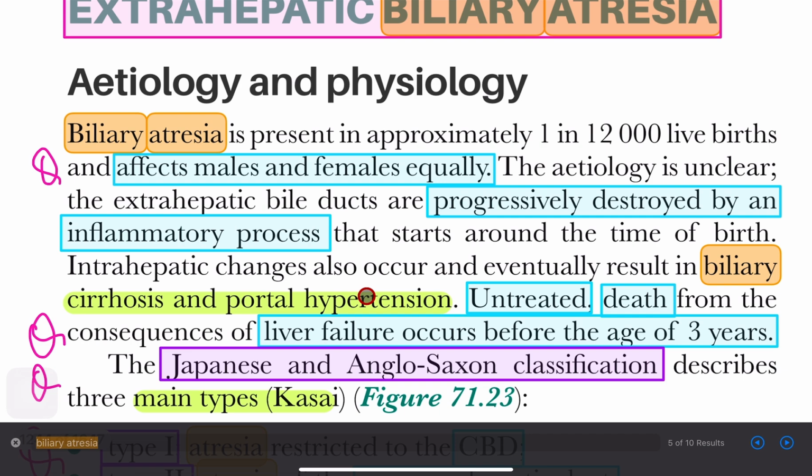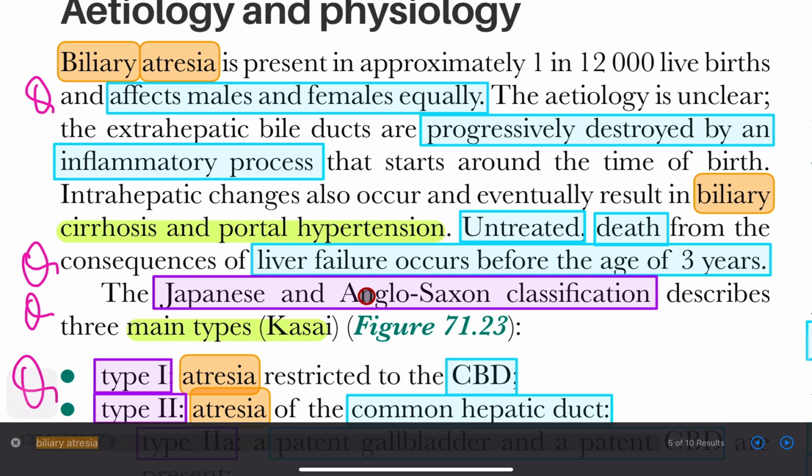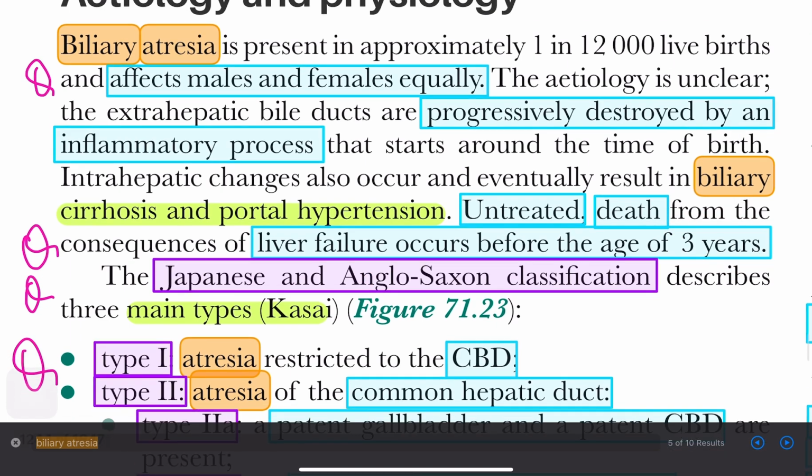It is a progressive disease, destroyed by an inflammatory process. If it is untreated, death occurs from liver failure before the age of 3 years.